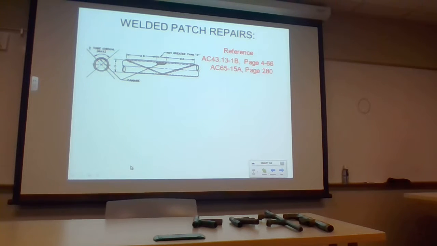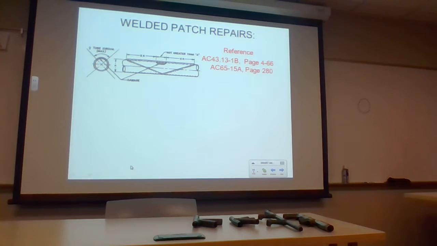Well, let's first start talking about some of the repairs that are possible in tubing from damage. If we have a hole in a piece of tubing, one thing that we can do is patch it. And the patch that they specify in 43.13 looks like a rectangular piece of metal that's been bent over the structure, and that's exactly what it is.